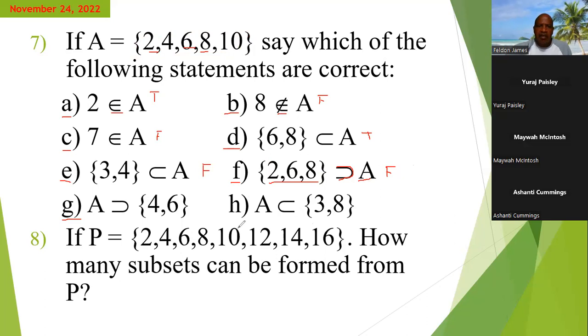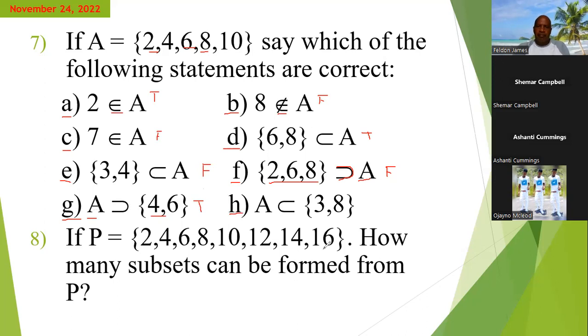All right, so H now. That's where we are, right? Did we do G already? So let us do, is G true or false? I think it's true. {4, 6} is a subset of A. True, right? What about H? False. Correct. And everybody should know why that is false, right?